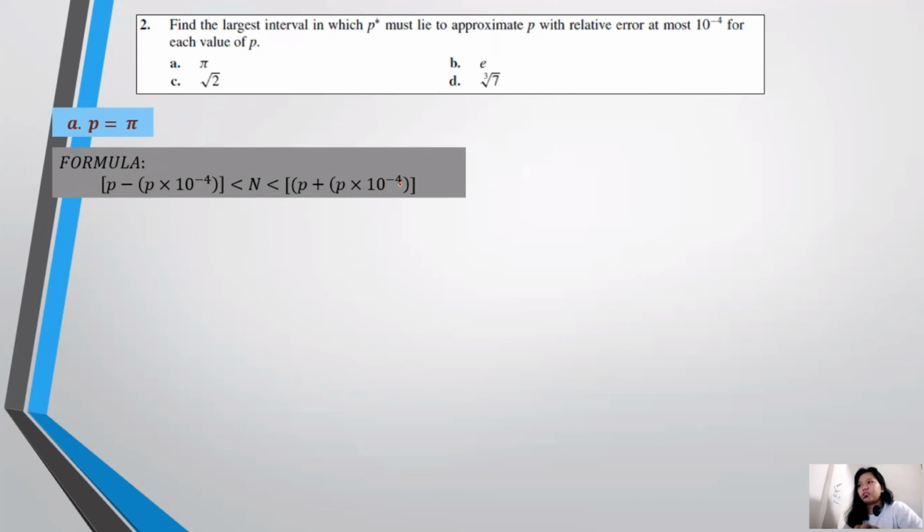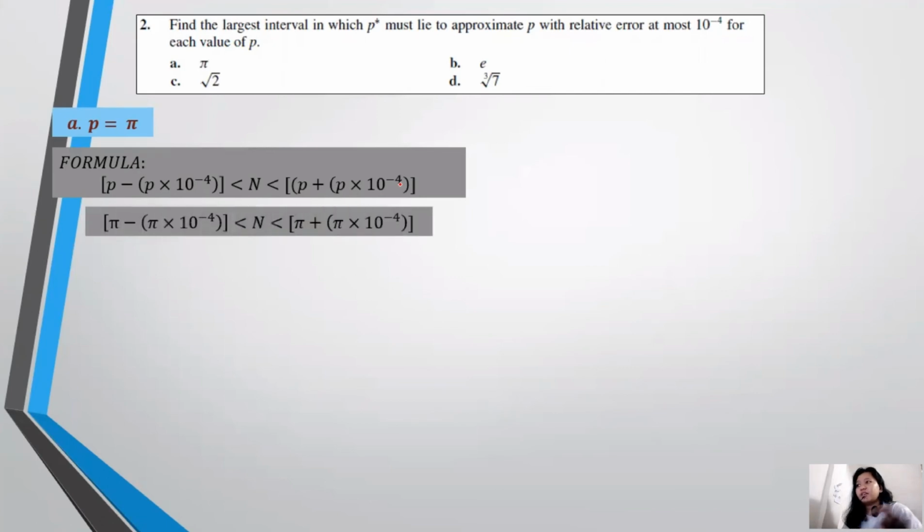So let's proceed. Let's substitute the value for our P, which in letter A is pi. So first, pi minus the quantity of pi times 10 to the power of negative 4, less than the number. And then for the right side, pi plus pi times 10 to the power of negative 4.